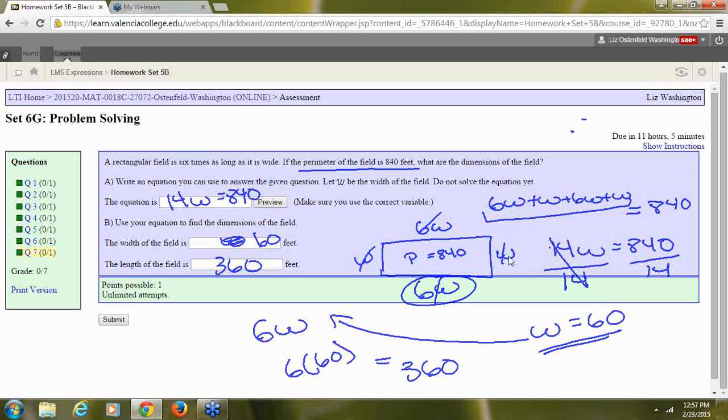Once I labeled the variable that they didn't tell me anything about, I used that to write about the description. They described it as 6 times the width. They also told us that the total around was 840, and that is what allowed us to set up the equation. Because if I know that adding all 4 sides should give me this, once I have expressions for each side, I can actually follow through with that. And then it's all about solving.